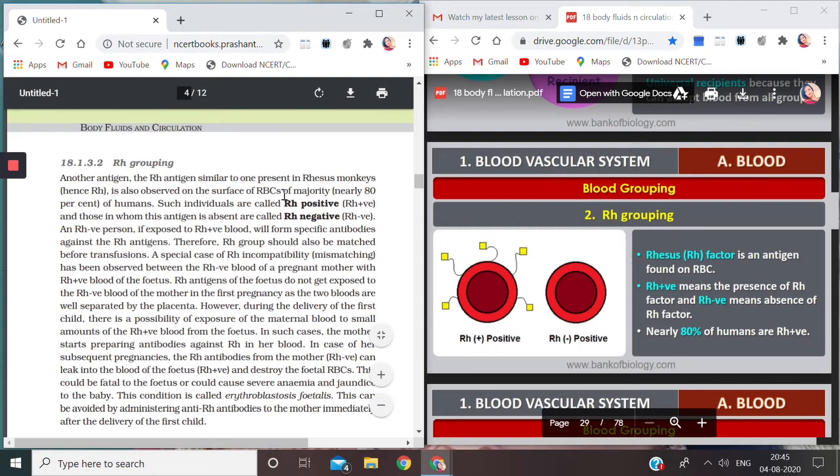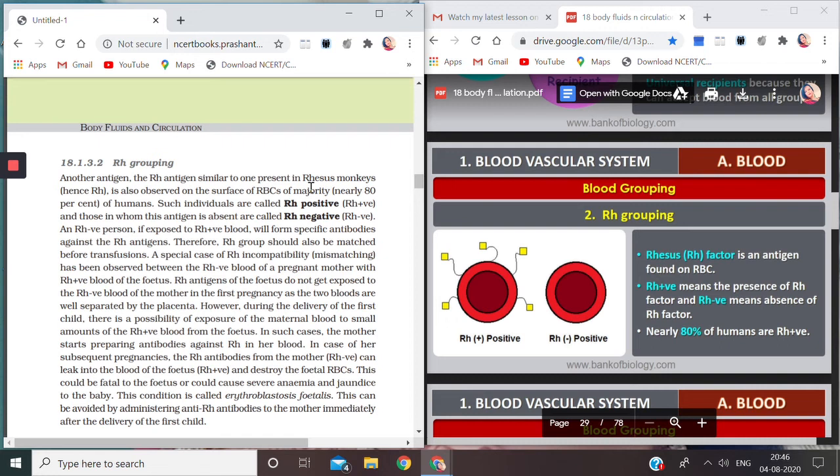It is observed on the surface of RBCs. Where is this antigen found? Again on the surface of RBCs of the majority of humans. So children, remember this, that 80% of the human population is Rh positive. That means whatever your blood group is, suppose the blood group is A, and the person also has this Rh factor, so now his blood group is considered A positive.